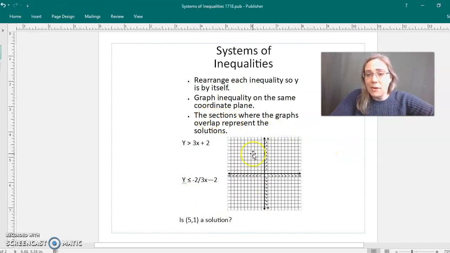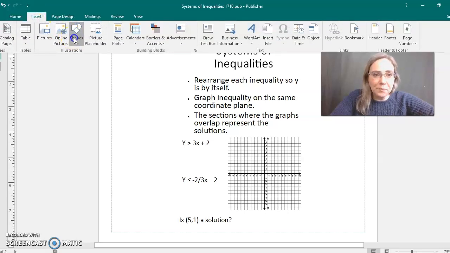Now that we have that, we're going to graph each inequality on the same coordinate plane. If you're comfortable graphing from the other forms, you actually don't need to do that, but some people aren't, and I want to give that option.